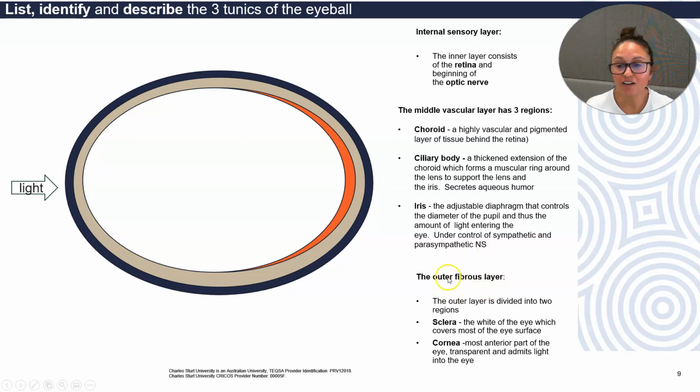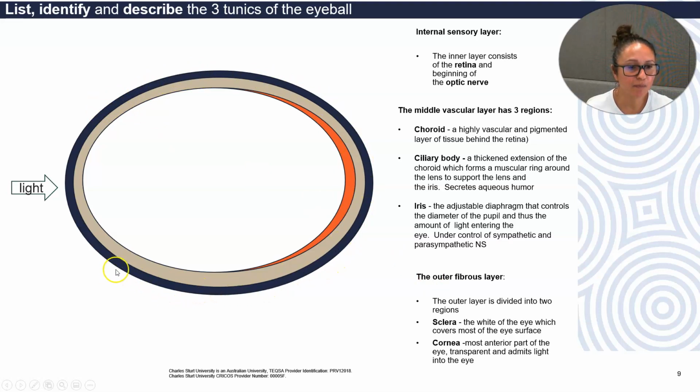Let's have a look at the outer layer. So this is fibrous tissue. It's connective tissue. It's really, really tough, and it's designed to protect your eye. So again, this is just one layer, but it turns into different things.